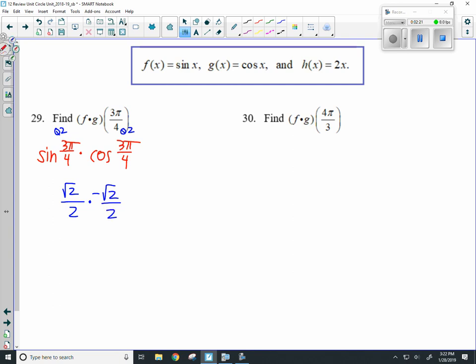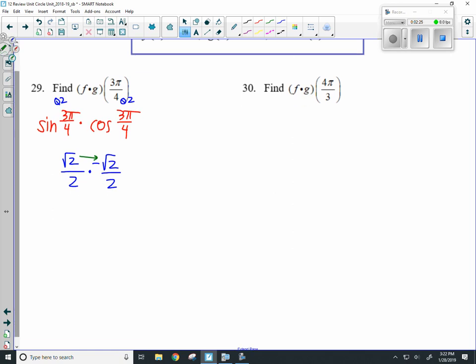When you multiply these together, then we're going to multiply straight across. So technically what this gives us is negative square root of 4 over 4. We can simplify this square root of 4 to just be 2. And negative 2 over 4 is just negative 1/2.